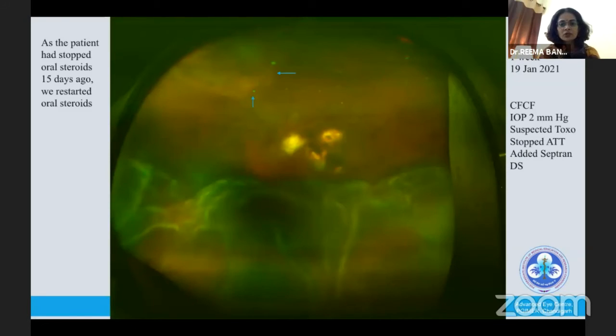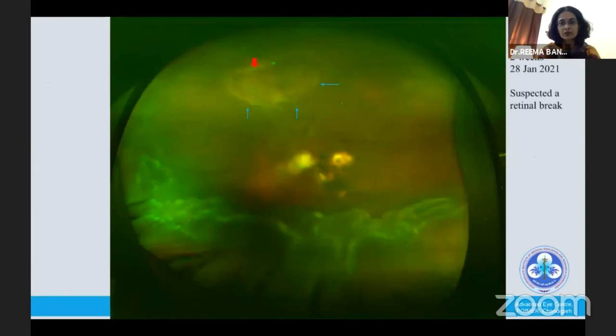As the patient had stopped oral steroids 15 days ago, and he said he was doing well with steroids, we restarted oral steroids, and we found that the vitritis started resolving. The exudative retinal detachment started settling inferiorly, and we could see these arrows show that there is a lesion in the upper nasal periphery, and here this is where we suspected toxo. So we started him on Septran DS, and we asked him to ask his physician to start anti-TB therapy.